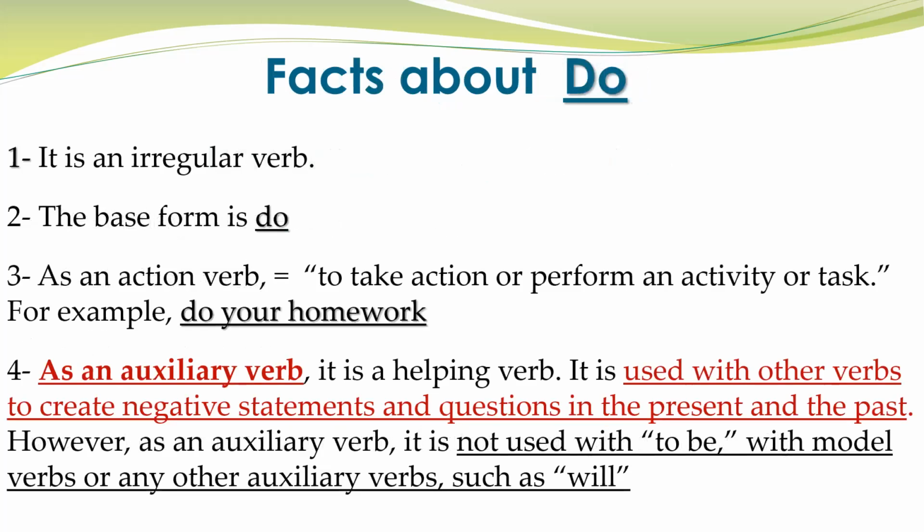So let's talk a bit more about do. Do is an irregular verb, meaning its form will change according to the subject, or if it's in the past, it would change. So it is an irregular verb. Its base form, however, is do. That is its base form or the original form.